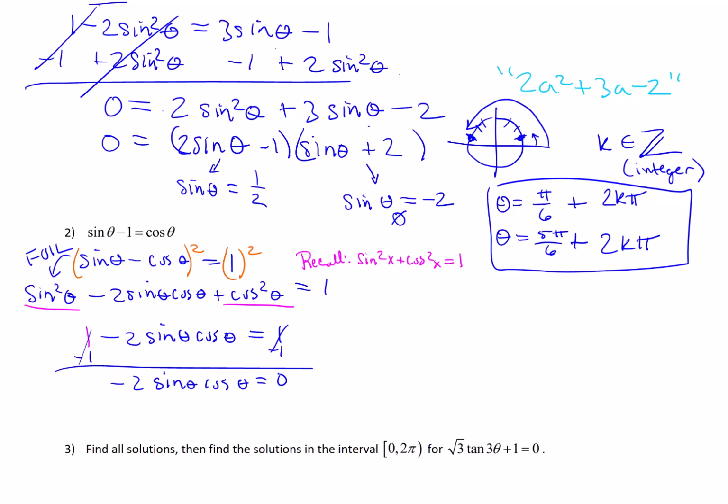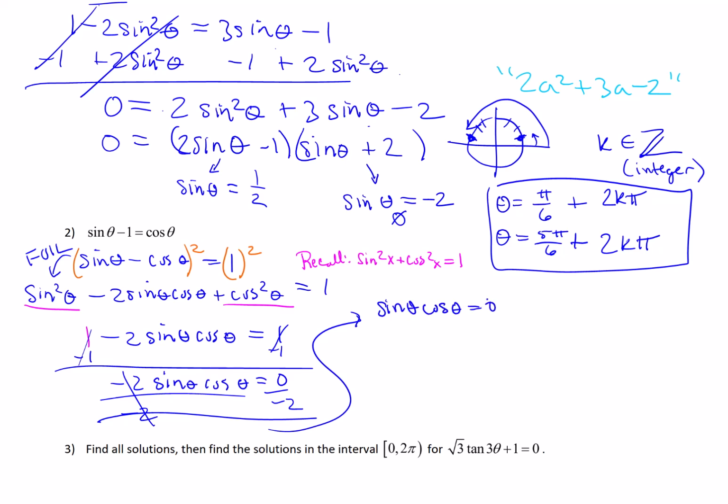So let's try some more. What if we divided by negative 2 on both sides? Notice then the negative 2's would cancel on the left side. On the right side, we'd have just 0 over negative 2, which is 0. So let me bring this up and redraw this. We have really just sine theta cosine theta equals 0.